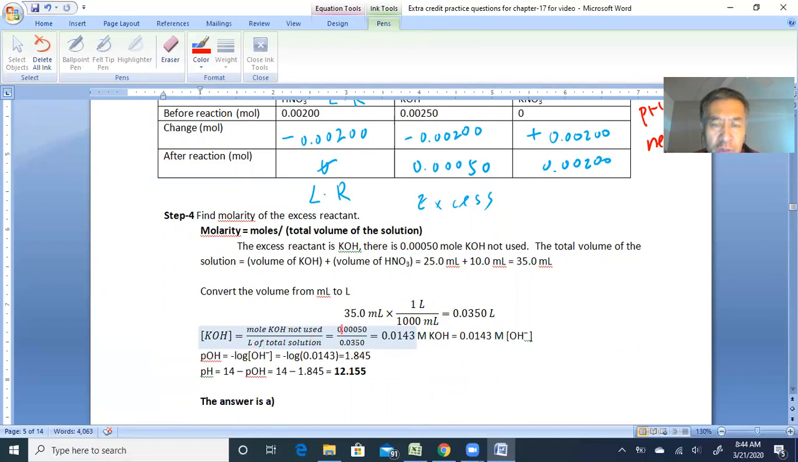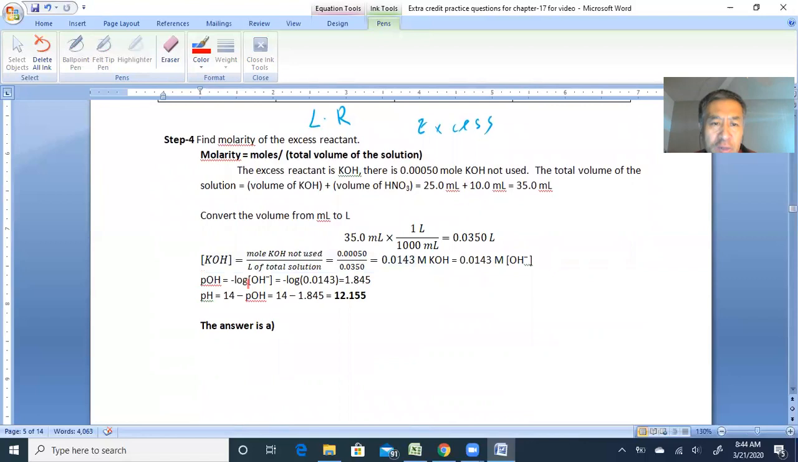So the moles of KOH not used is 0.00050, divided by liters of solution, 0.0350. So we find this much molarity of KOH. In one KOH, there is only one OH. So therefore, this hydroxide concentration is also 0.0143 molar. Then next, we'll take the negative log of the concentration of the hydroxide to get the pOH. So pOH is 1.845. Then 14 minus pOH, 14 minus 1.845, so 12.155 is the pH. So therefore, the answer is A.